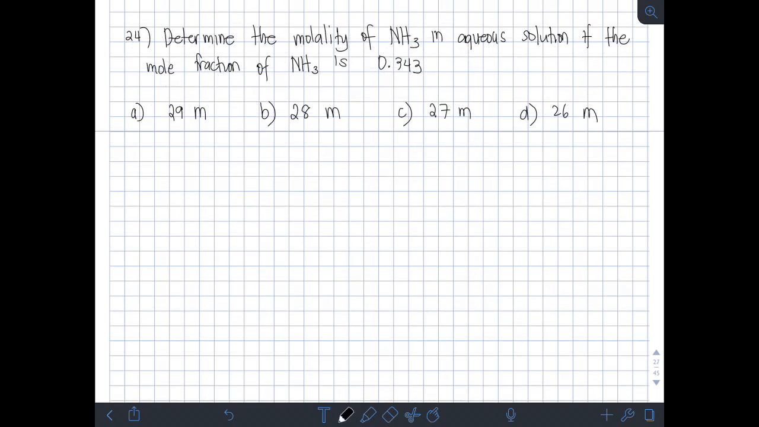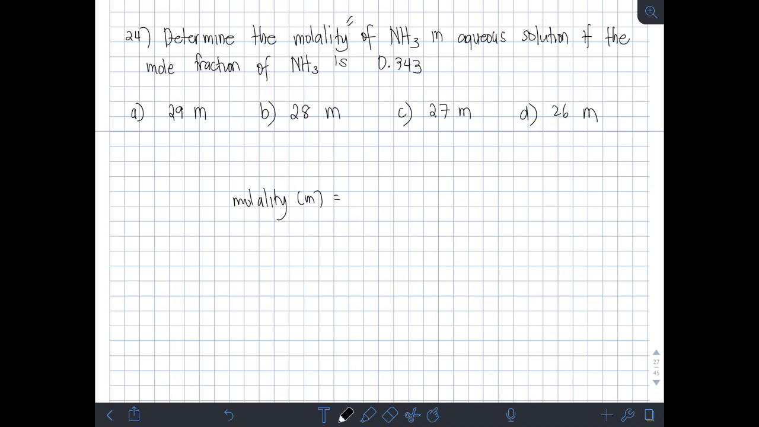Okay, next we have: determine the molality of NH3 in aqueous solution if the mole fraction of NH3 is 0.343. Okay, so this time, molality. Meron kasi tayong formula sa molality, denoted by small letter m. The unit is molal.